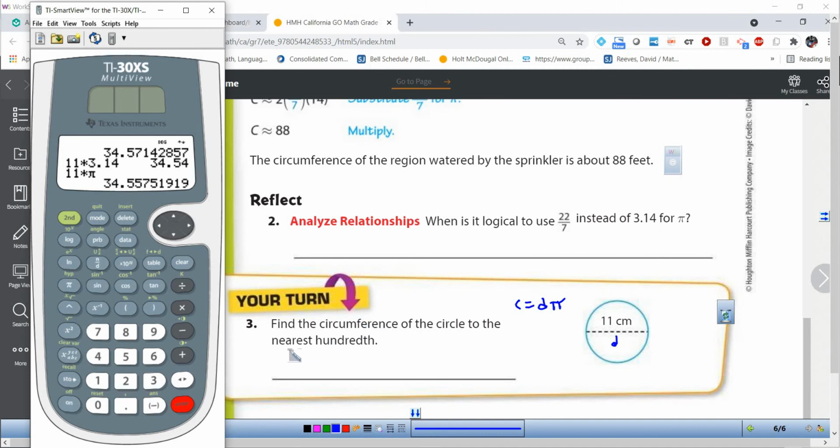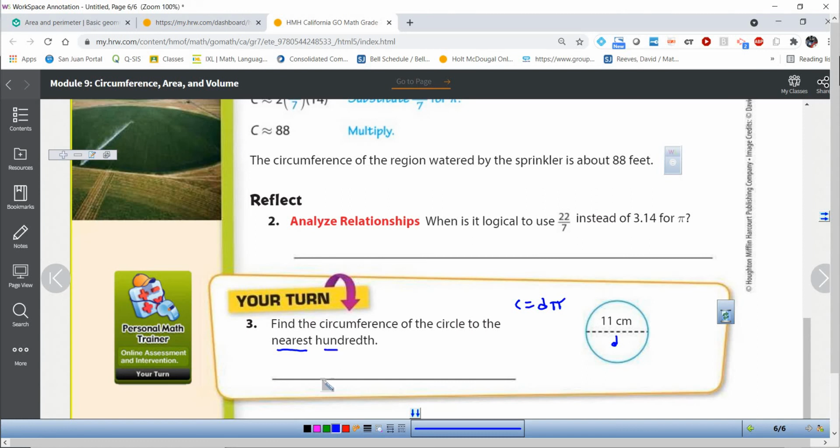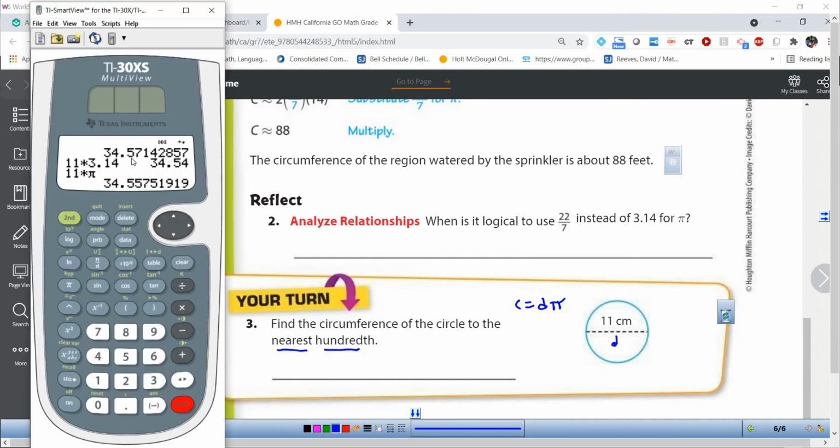Now, they said to round to the nearest hundredth. And here's where we get into problems, because rounding to the nearest hundredth is going to give us different values depending on which one we do. If we look at this first one, remember, the first place is tenths, the second place is hundredths. So if I round this first one to the nearest hundredth, there's 2 places, and I go to the right. What's that number to the right of the hundredths place? It's a 1. So using 22 over 7, the answer would be 34.57.